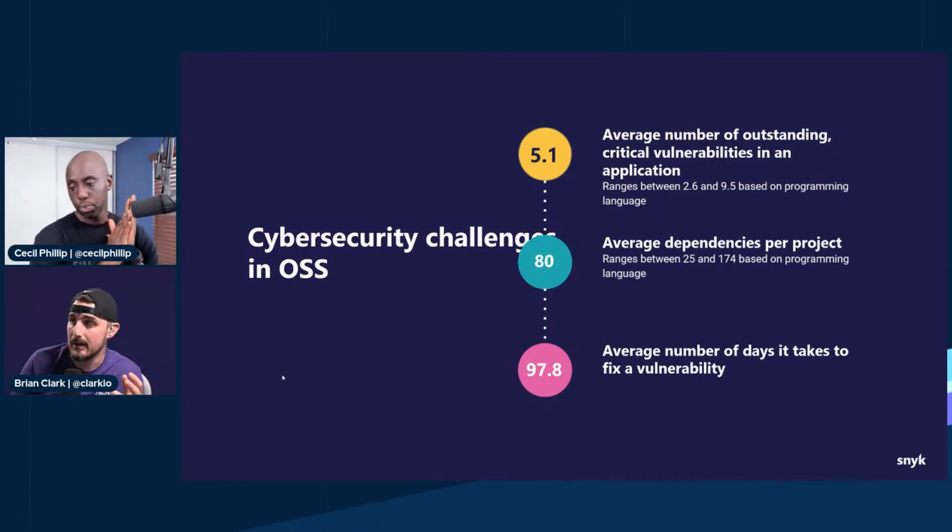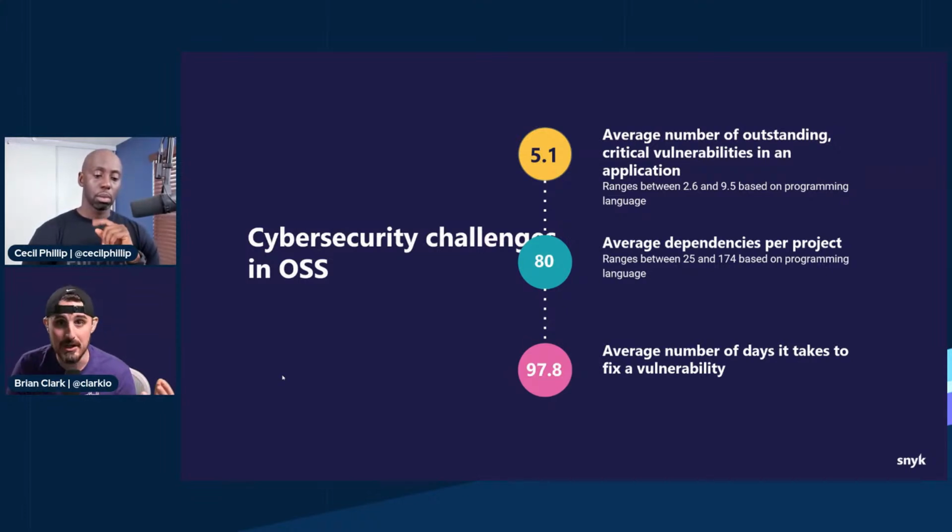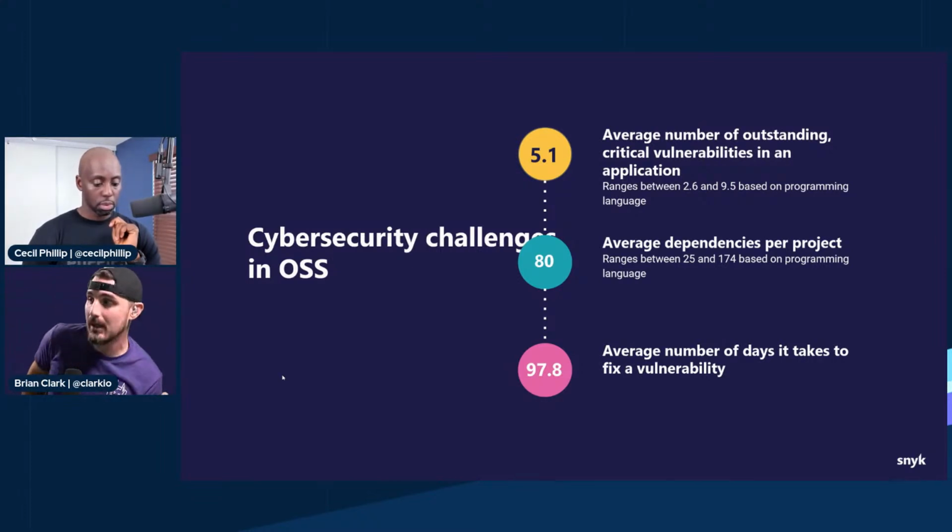Another stat that came out of this study was the average number of dependencies per project. It can range between 25 to 174, but the average is about 80. The JavaScript ecosystem probably doesn't help that number, to be honest, just because of the nature and culture around that ecosystem. But regardless of the ecosystem, the number of dependencies projects have could be pretty high. So that could lead to more lines of code that are susceptible to these types of vulnerabilities that are out there.